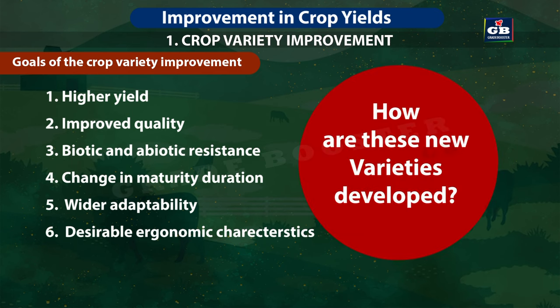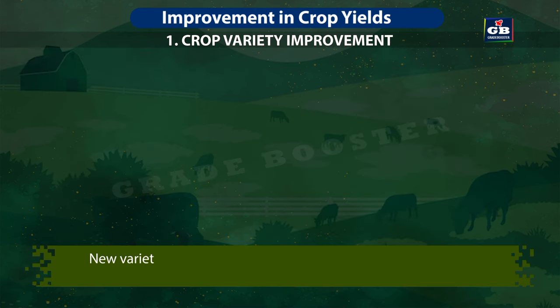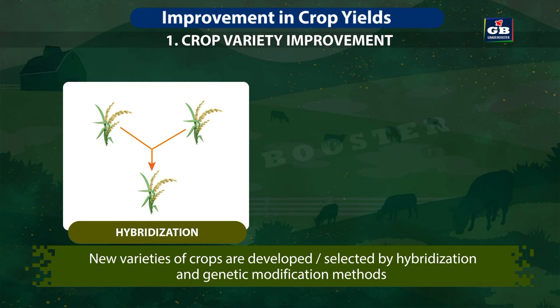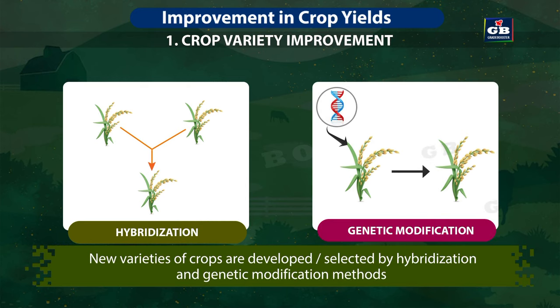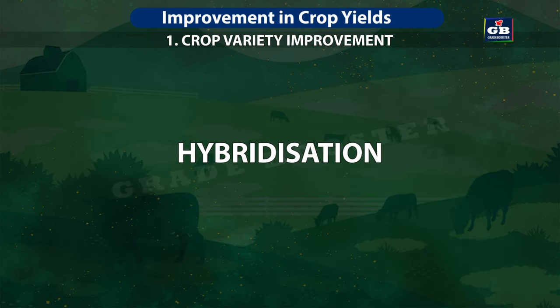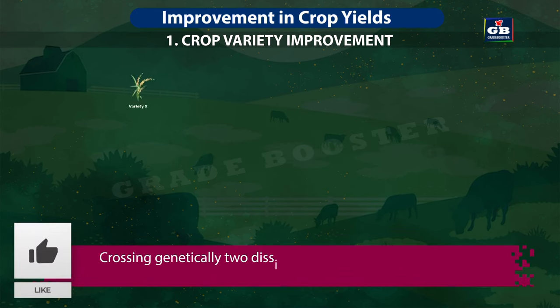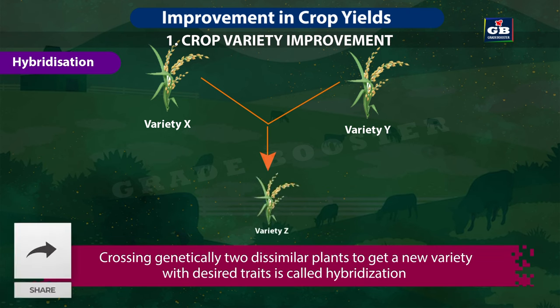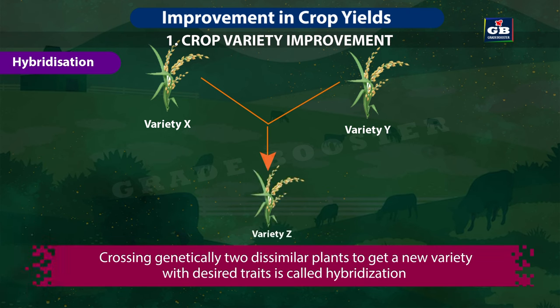But how are these varieties developed? New varieties of crops are developed or selected by hybridization and genetic modification methods. Hybridization technique. Crossing genetically two dissimilar plants to get a new variety with desired traits is called hybridization.